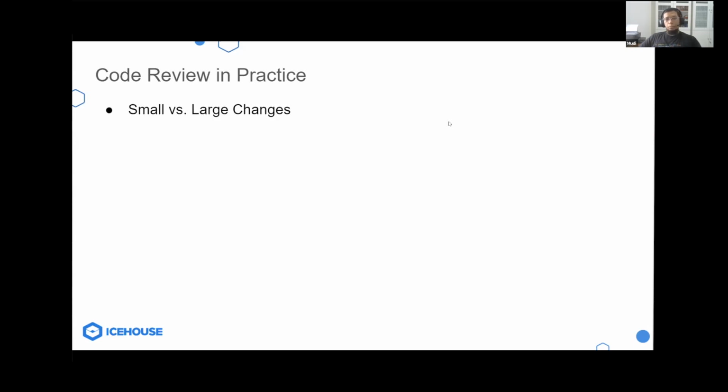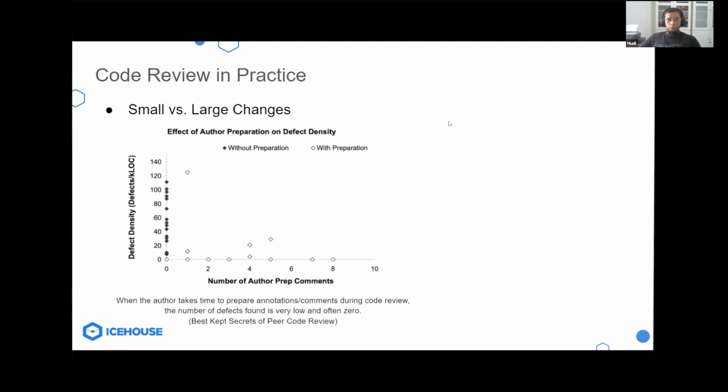The comments are placed there by the developer or the author to guide the reviewer through the changes. For example, showing which files to look at first, whether there are any concerns to look out for, and explaining the reason behind such modifications. The results are shown on this graph. It turns out that the second group, which has the blank dot here with preparation, produces fewer defects than the first group.